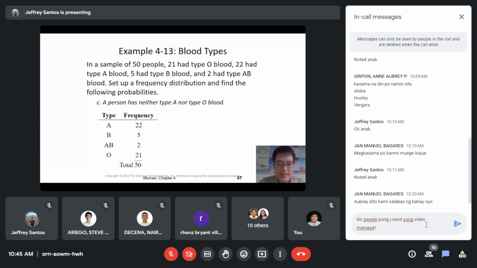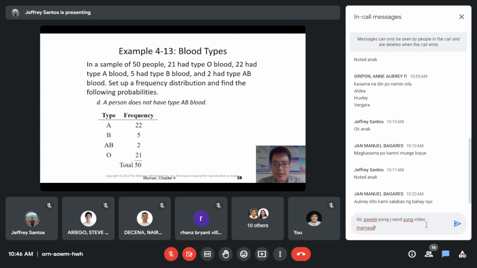A person has neither type A nor type O blood. So this is a complement of both the two. So therefore, hindi kayo titingin sa A saka sa O. Ang titingnan natin is B and AB. So in this case, we have 5 over 50 plus 2 over 50. So therefore, the corresponding probability on this given example is just 7 over 50.